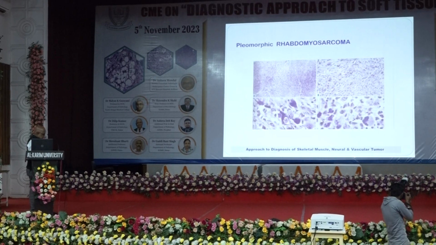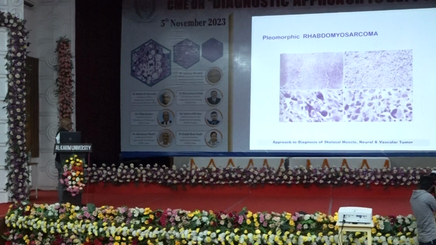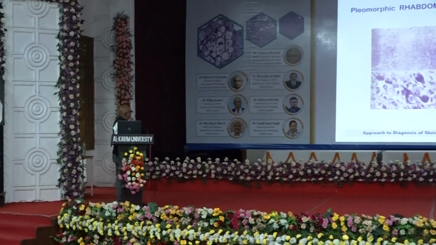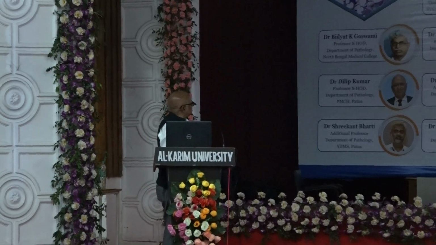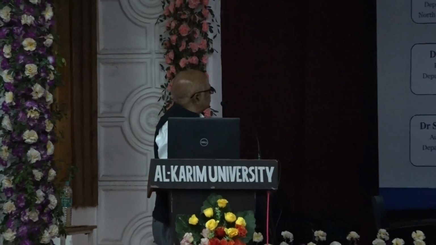This is the microscopic picture. See this bizarre cell with macronucleoli. Here, these are the giant cells. I think one cell is cannibalizing another cell here. You can see this in pleomorphic rhabdomyosarcoma. Atypical cells, atypical mitosis also. Desmin is positive, myogenin is focally positive.